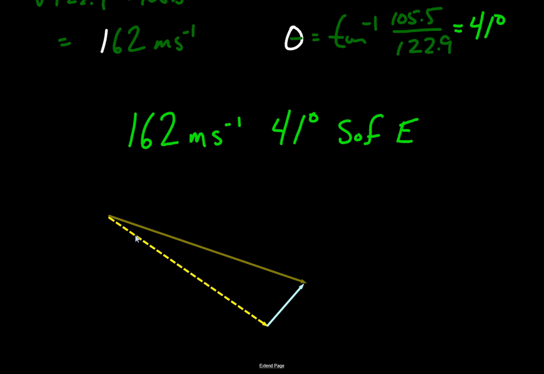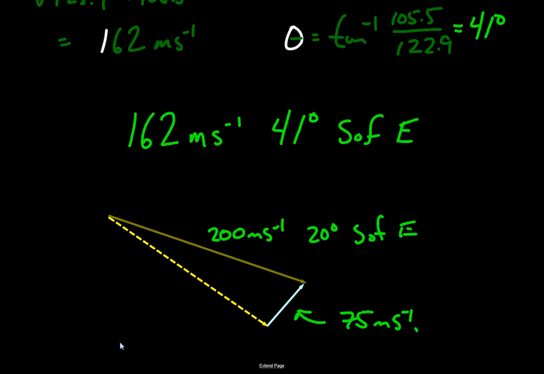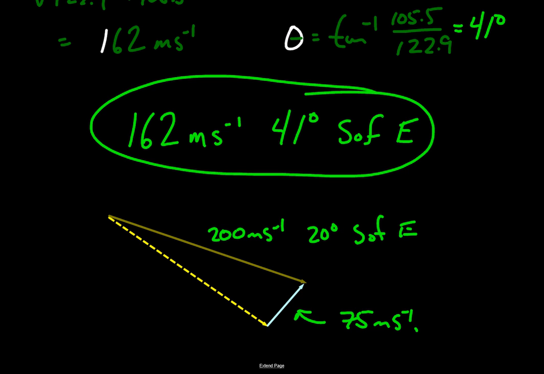where you wanted to fly all along, right? You aim your plane there, the wind blows you there, you fly along this route, and that'll give you 200 meters per second, 20 degrees south of east. And there's that 75 meters per second wind that we had before. This isn't drawn to scale, this is only a 30-degree angle, but I've drawn a little bit harsher angle than I should have. So there you go.